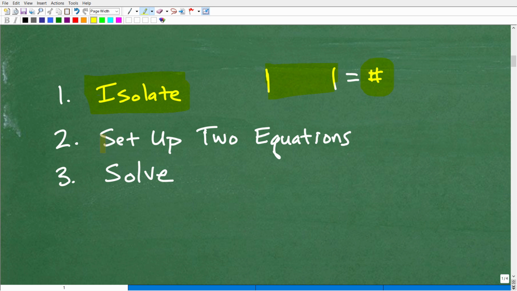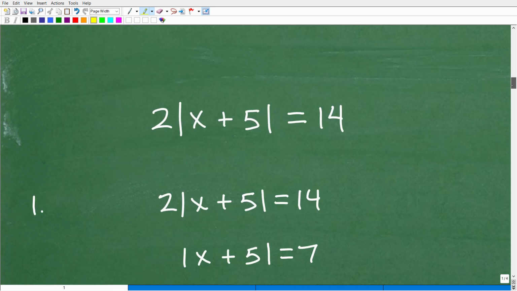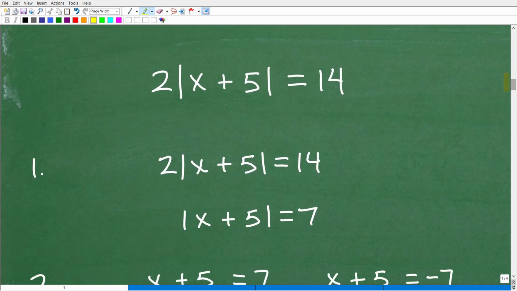Now, the second step is we're going to set up two respective equations, and the last step is we're going to solve. So these are the three main components to solving an absolute value equation. So let's get into the actual problem here, and we'll see what I'm talking about. Okay, so here is the problem. 2 times the absolute value of x plus 5 is equal to 14.